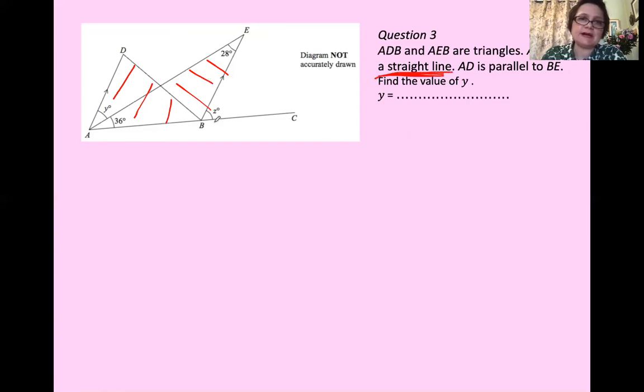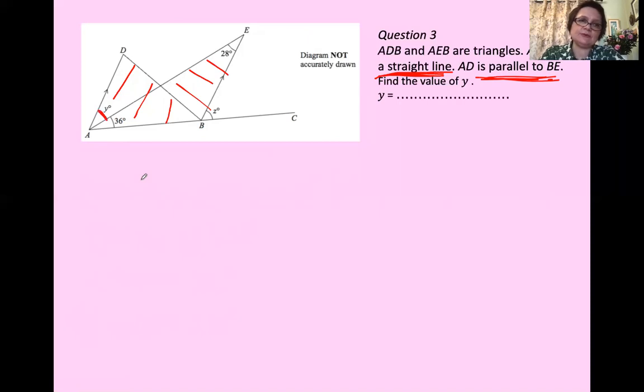AD is parallel to BE. Think of the rules on angles on a parallel line and intersection line. So remember those three rules again: alternate angles, corresponding angles, interior angles. Find the value of y. So we need to find this angle here.